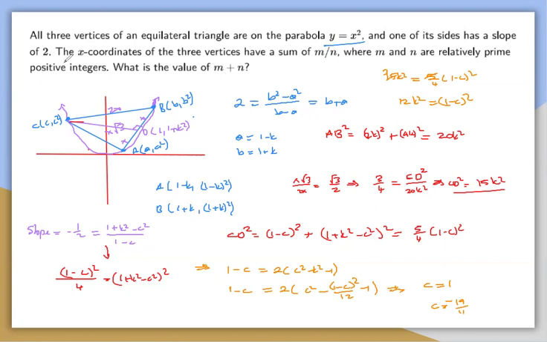And we had A plus B was 2. So we are looking for the sum of those 3. So 2 minus 19 over 11, the denominator is 11. So that will be 22 minus 19, which is 3 over 11. Since we are looking for the sum of 3 and 11, that should be just 14.